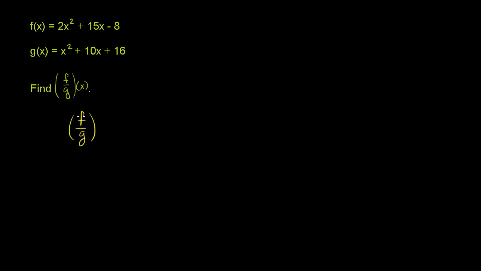f over g, or f divided by g of x, by definition, is just another way to write f of x divided by g of x. You could view this as a function of x that's defined by dividing f of x by g of x, by creating a rational expression where f of x is in the numerator and g of x is in the denominator. And so this is going to be equal to f of x, which we have right up here, is 2x squared plus 15x minus 8.